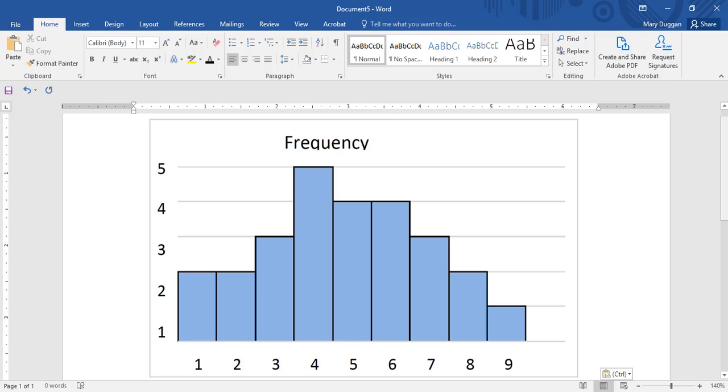Hi everyone. There have been some questions in the hallway conversation forum about how to read this particular histogram. So I'm going to go over a couple different things.